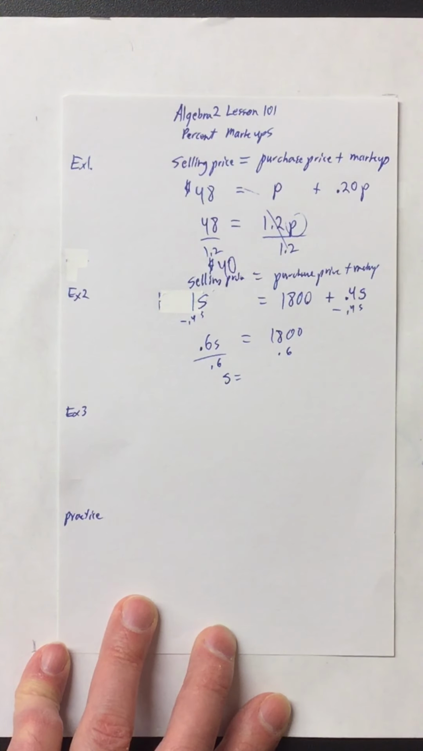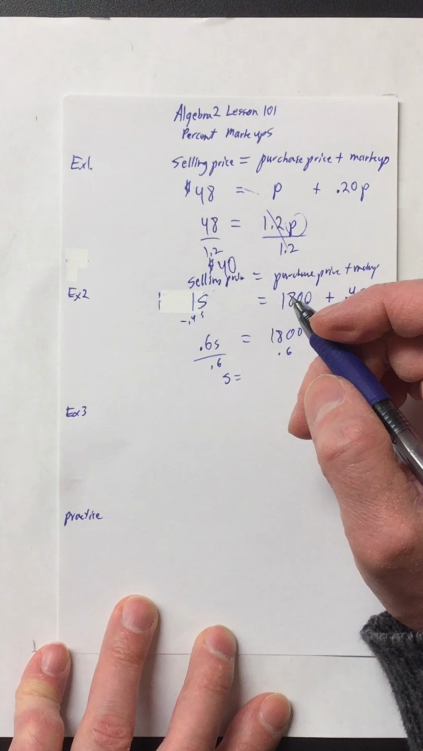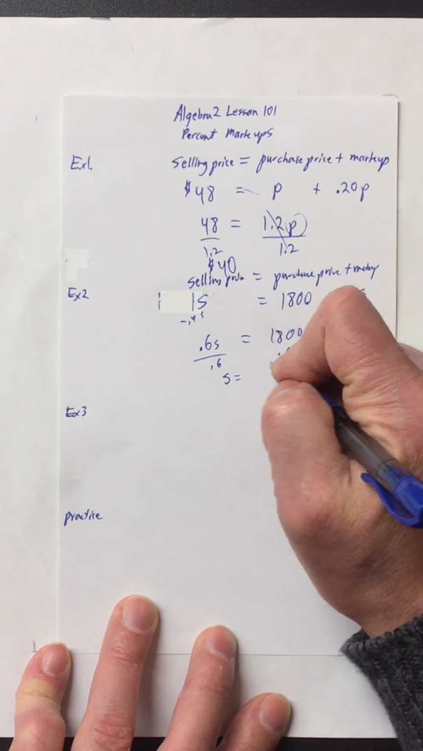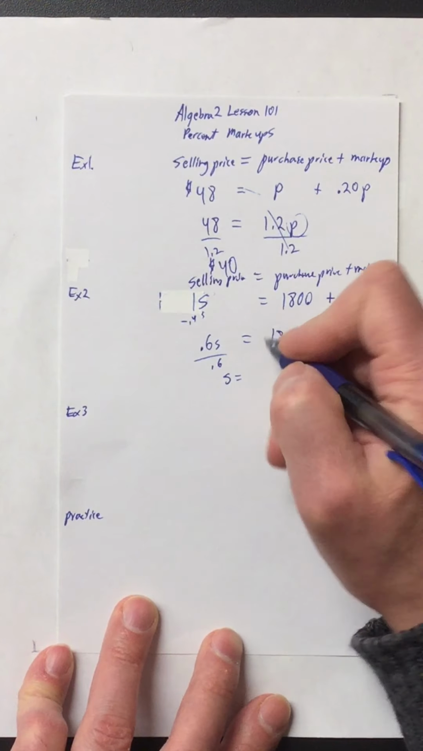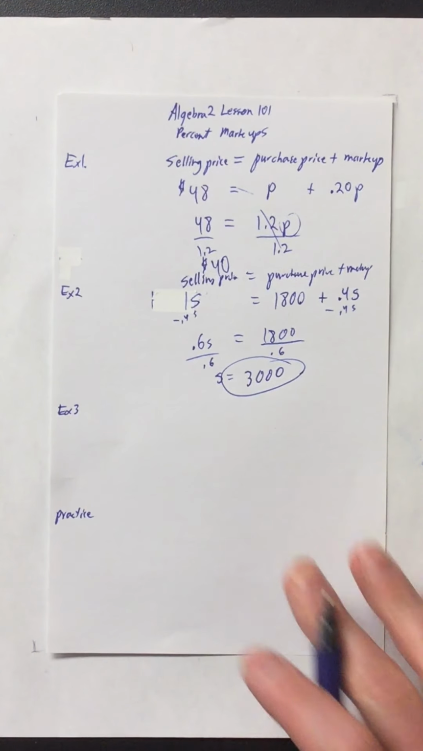Our selling price is going to be... sorry, did that wrong. No, I didn't do that wrong. Oh, I did. I pushed the multiplication button. Boy, I'm doing swell on this lesson. All right, there we go. Put the divide. Got the wrong answer. All right, there we go. 1,800 divided by 0.6 is going to be 3,000. All right, so the selling price is 3,000.